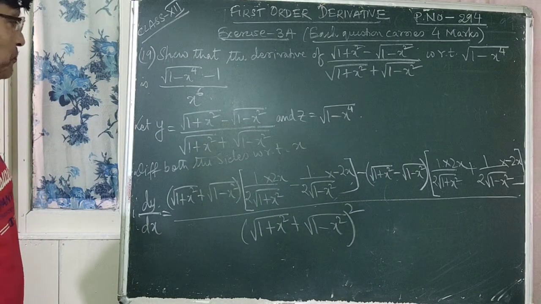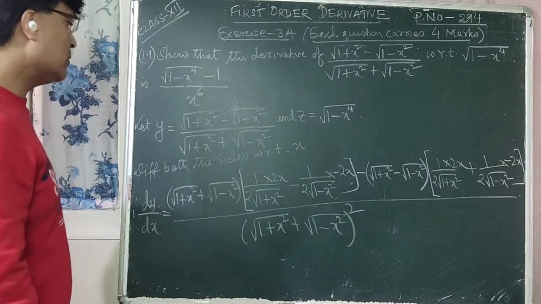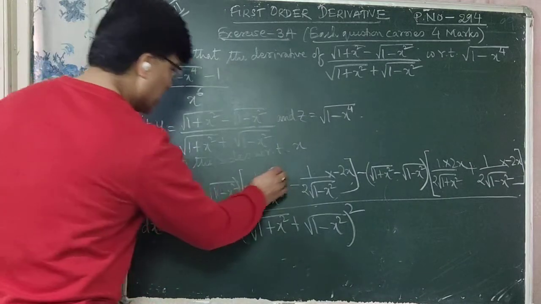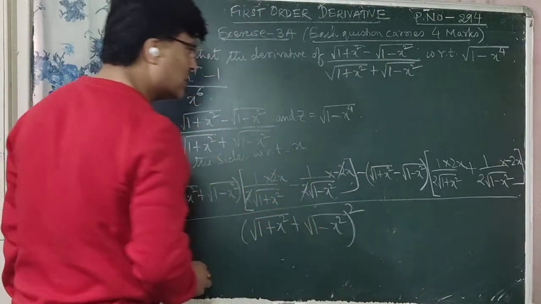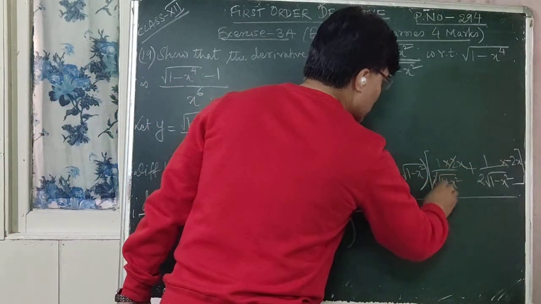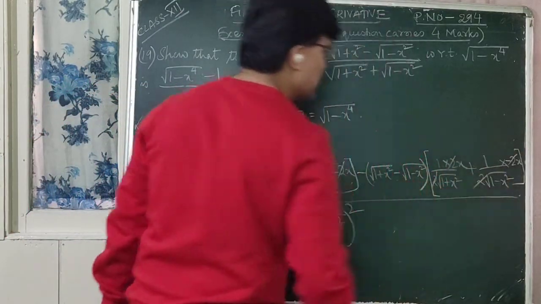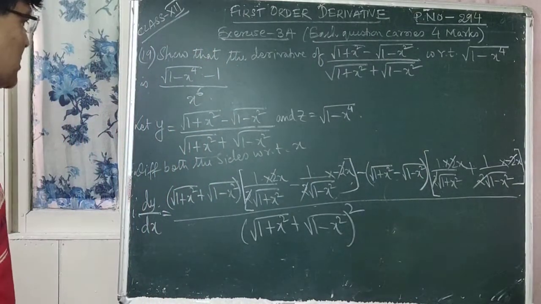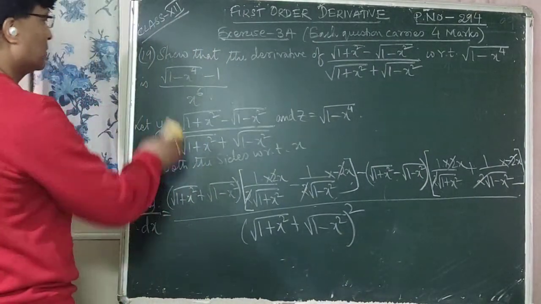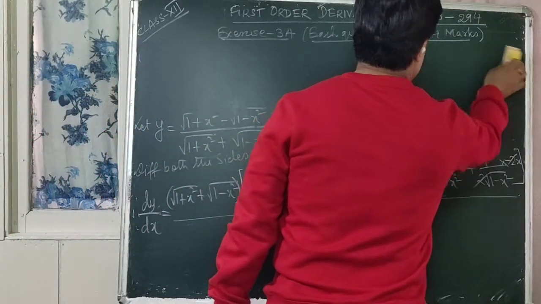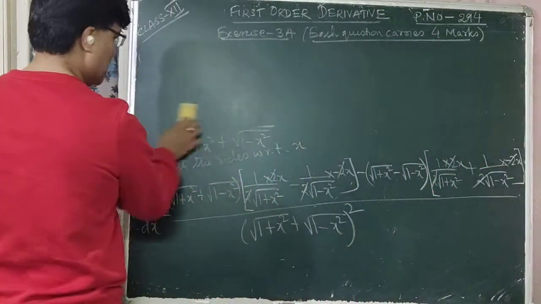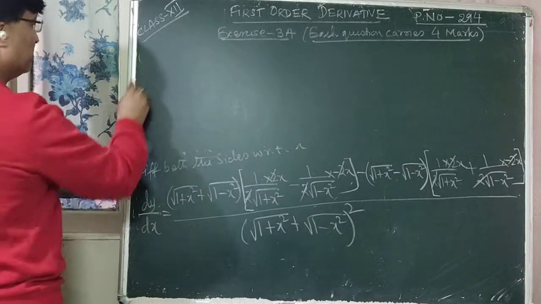Is that clear? So now here you can cancel. You can cancel these 2 gets cancels. Here also 2 gets cancels. Here also 2 gets cancels, right? So let us simplify it further.